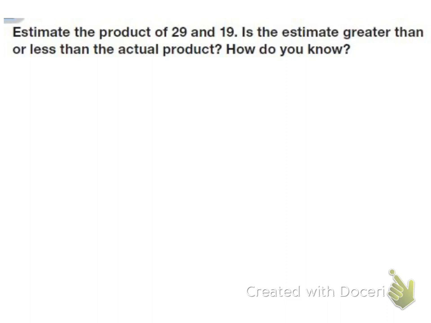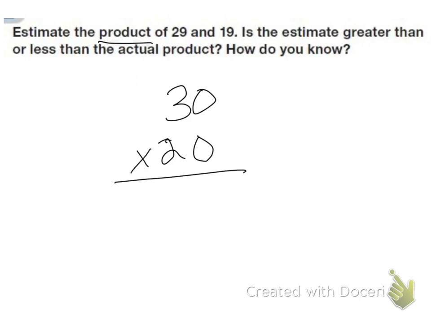So this says estimate the product of 29 and 19. Is the estimate greater than or less than the actual product, and how do you know? So we're going to estimate to find out about how much an exact answer would be. So we're going to round the numbers before we do the work. So 29 is going to round up to 30, and 19 is going to round up to 20. And it says product, so I know that I'm going to be multiplying. So the 0 just drops straight down, and I cross it off. 2 times 0 is 0, 2 times 3 is 6. So my answer is 600.